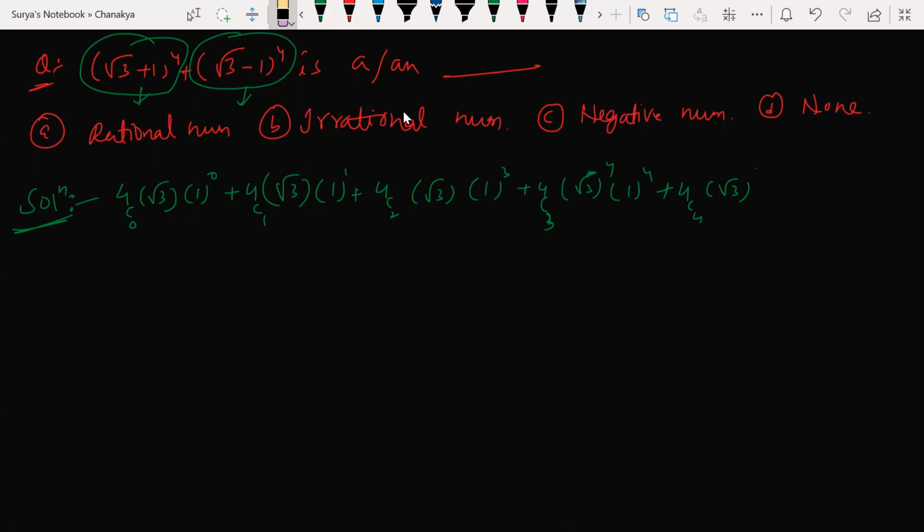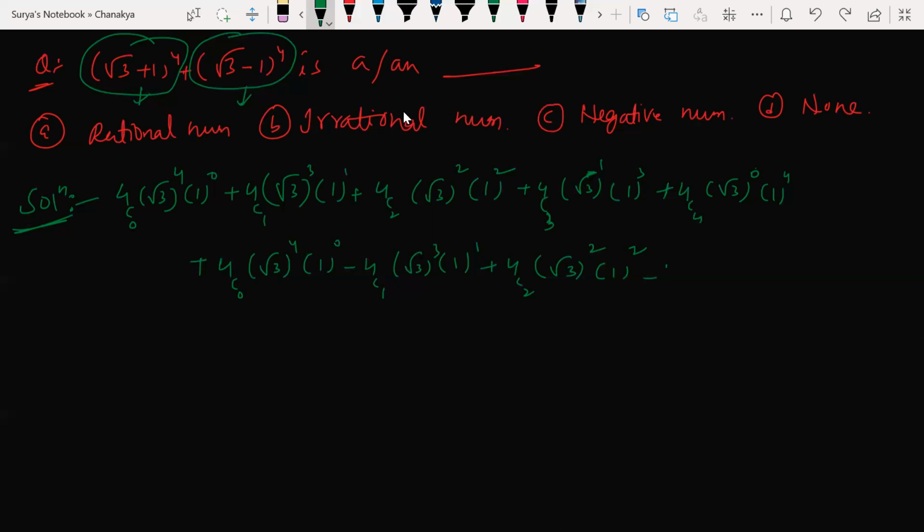Oh my god, I wrote it upside down. Powers of a: 4 here, 3 here, 2 here, 1 here, 0 here. Powers of 1: 1 to the power of 2 here, 1 to the power of 3 here, 1 to the power of 4 here. Plus next, 4C0 root 3 to the power of 4, 1 to the power of 0, minus 4C1 root 3 to the power of 3, 1 to the power of 1, plus 4C2 into root 3 to the power of 2, 1 to the power of 2.